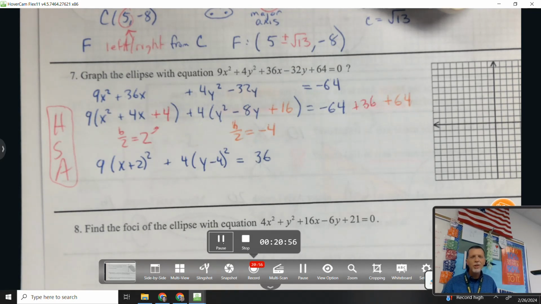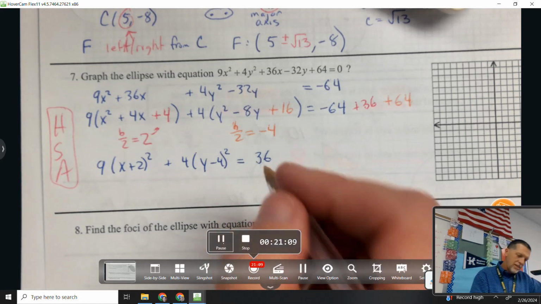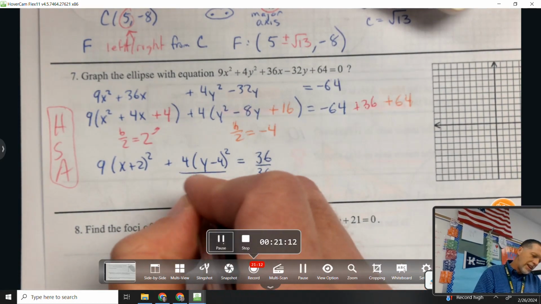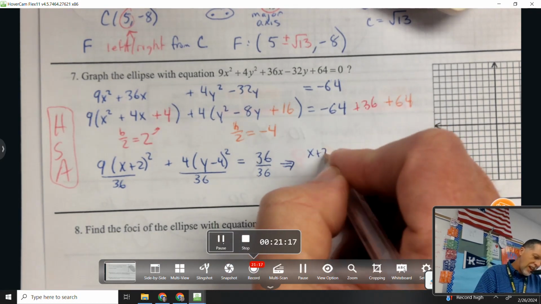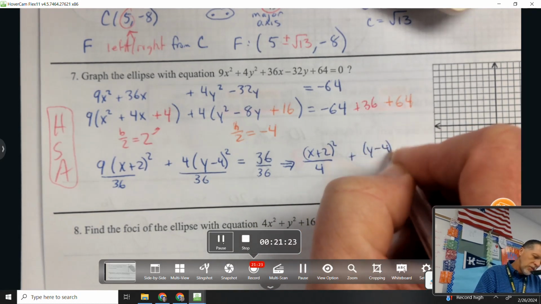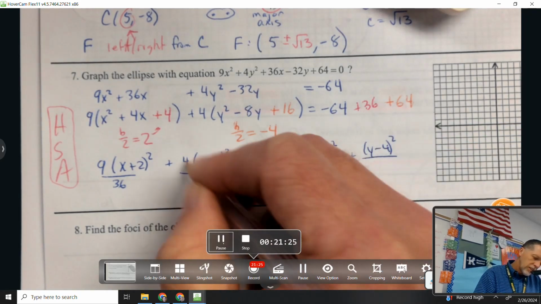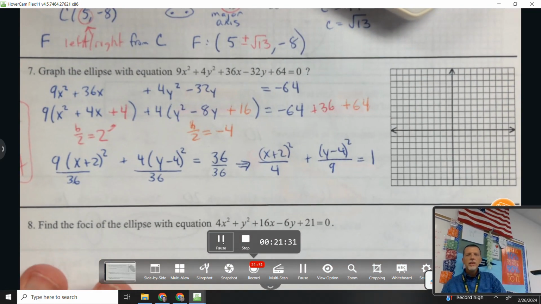I'm closer. That still doesn't look like an ellipse, though. I need the 1 on the other side. So how would you like to accomplish getting a 1 over there? Divide by 36. And it's especially convenient that everything reduces and it looks nice. (x plus 2) squared over 4 plus (y minus 4) squared over 9 equals 1. And so now I'm ready to graph.